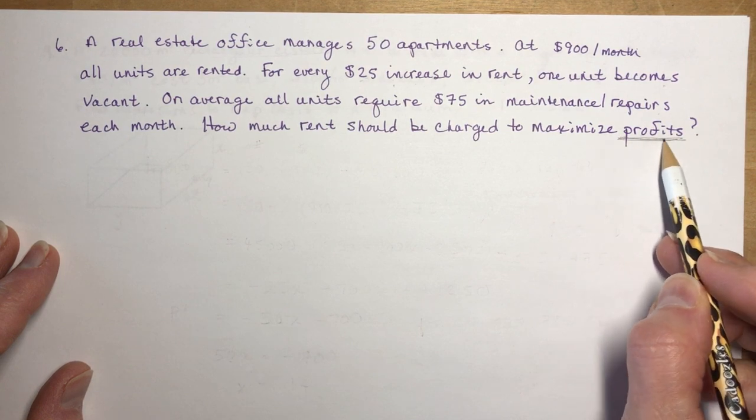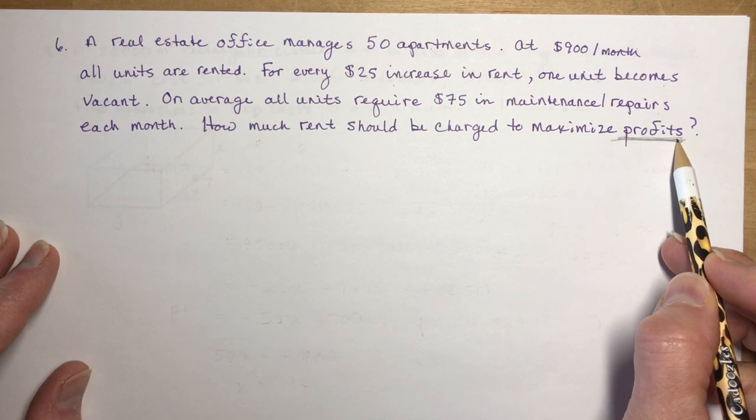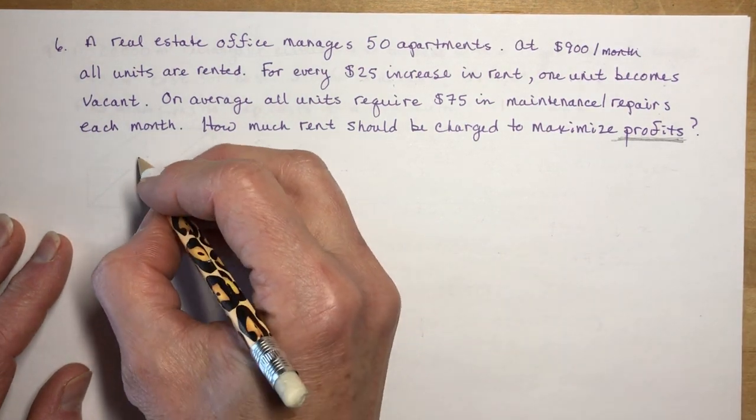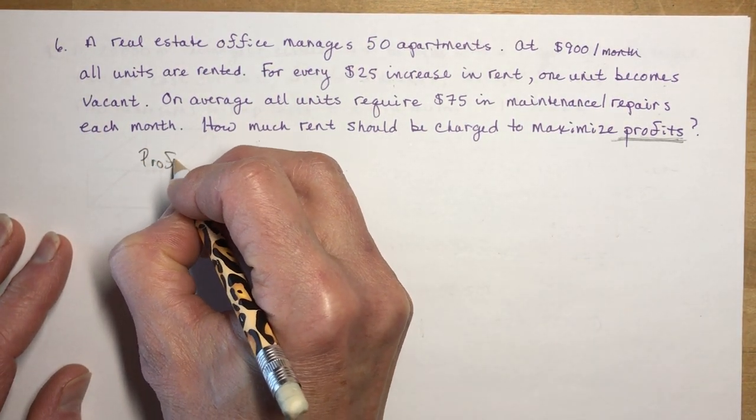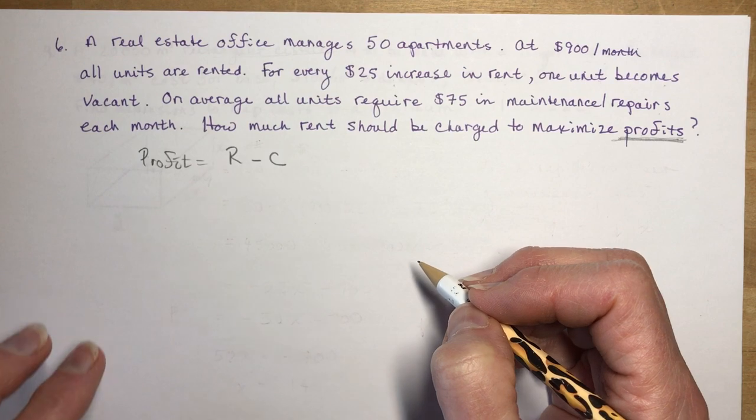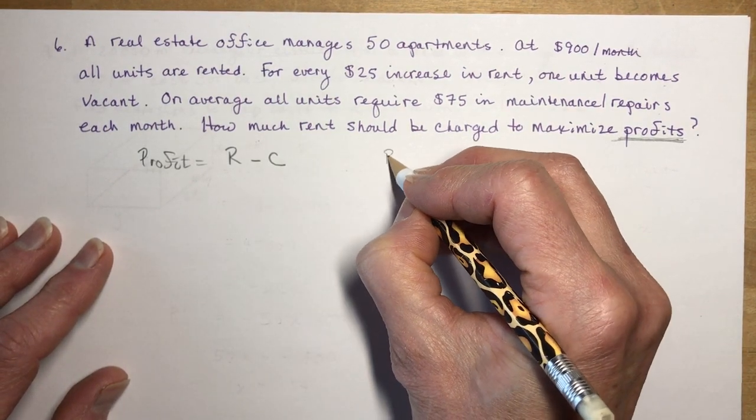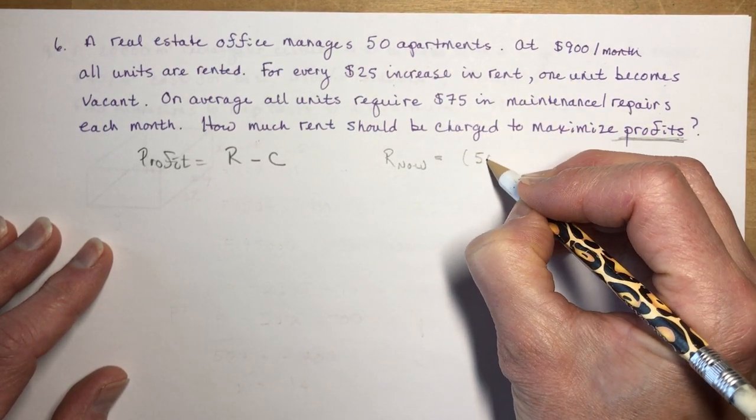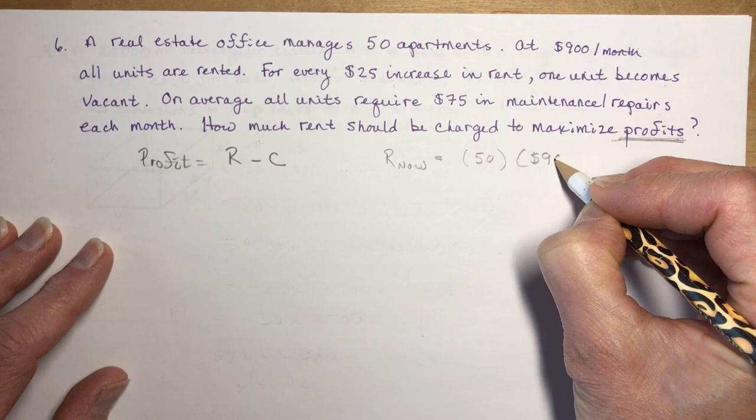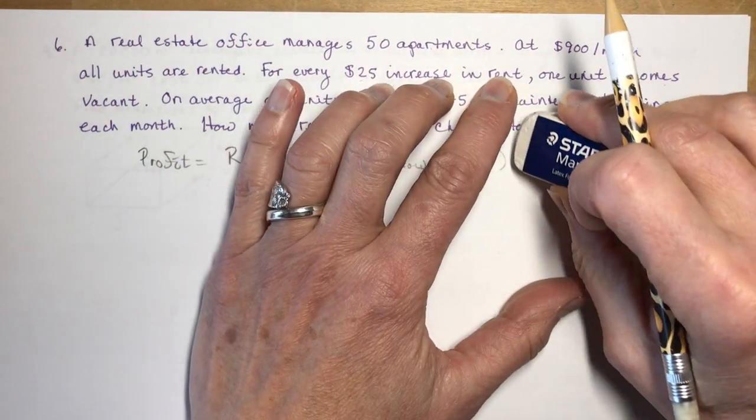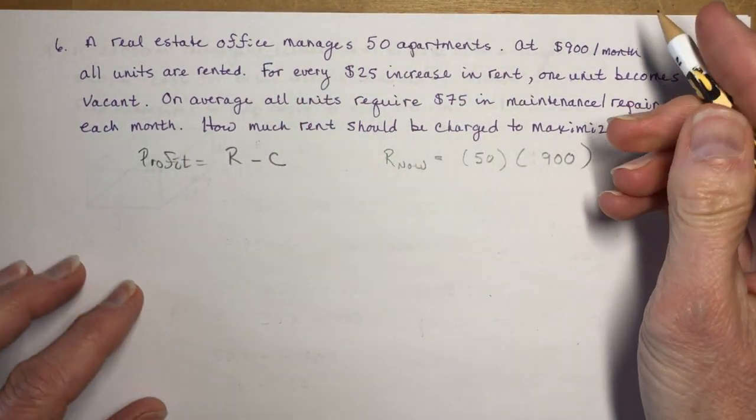Okay, so I want a profit function. If I'm going to do a profit function, I need revenue minus costs. Let's pretend they didn't ask for profits. Let's say they wanted to maximize revenue. Because I know that profit equals revenue minus cost, right? So that's basically what I'm going to try to set up here. But right now, the revenue is 50 apartments at $900. That's before cost. Now you wouldn't put the dollar sign in there. Okay, so 50 times 900. So I'm making $45,000, right?